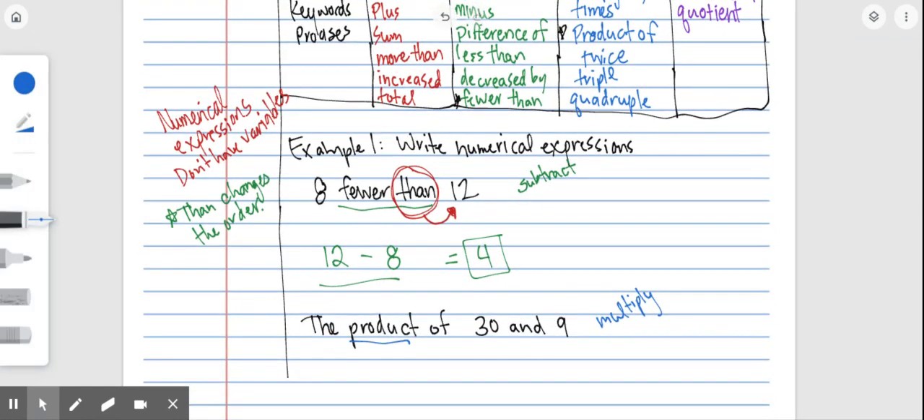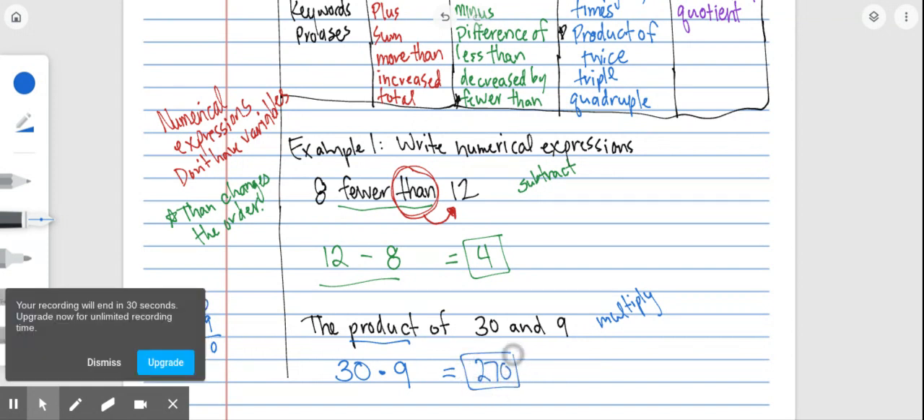Cool. So then when you have a statement that does not have the word than, then you just take the numbers in order. So these numbers in order are going to be 30 times 9. Okay. So again, if you don't have the word than, you just write the expression in the exact order that it appears. So 30 times 9. And then I don't know that off the top of my head, so I'm going to do some multiplication. 30 times 9. 9 times 0 is 0. 9 times 3 is 27. So 270 is my solution. So again, I wrote the expression and then I evaluated it.